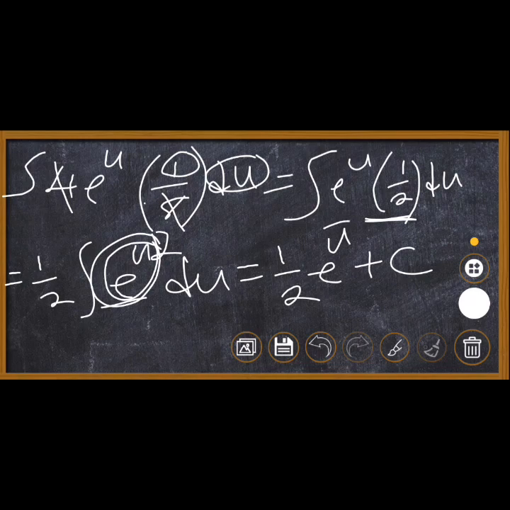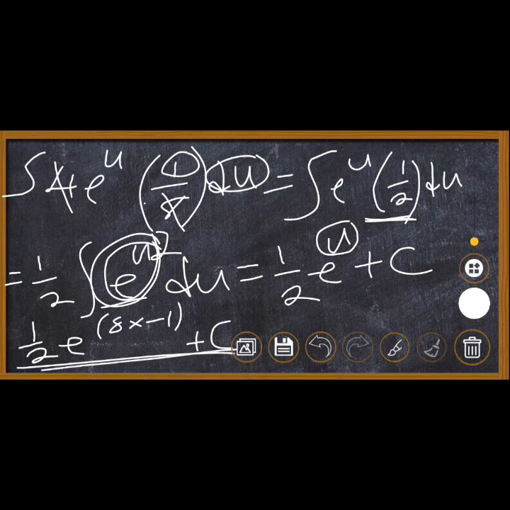So where there is u, remember there is a certain algebraic expression. We are going to replace u with 8x minus 1. Then plus the constant C. So this is our expression for the given question.